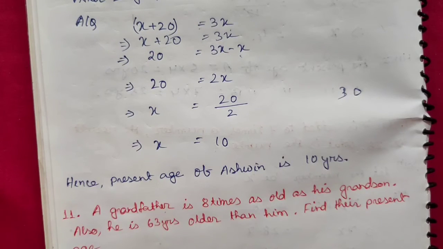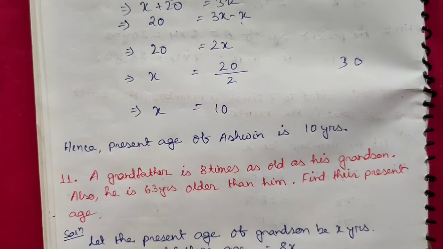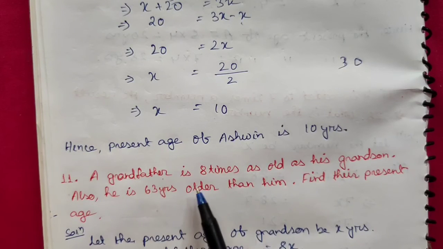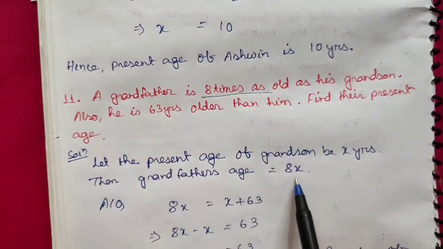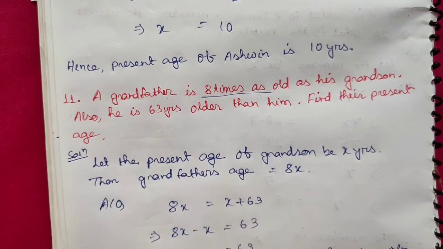So now let's move to our next question, that is question number 11. Here the question is, a grandfather is 8 times as old as his grandson. Also he is 63 years older than him. Find their present age. The relation between grandfather and grandson is that he is 8 times older than his grandson. So we consider the present age of grandson be x years. Then grandfather's age will be 8 times x, so 8x. Up to this clear, right?